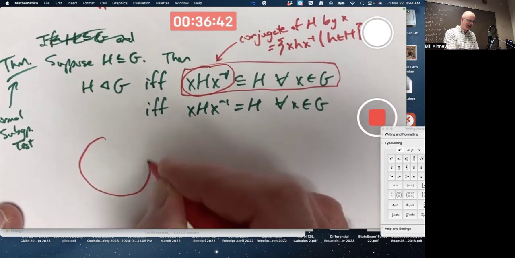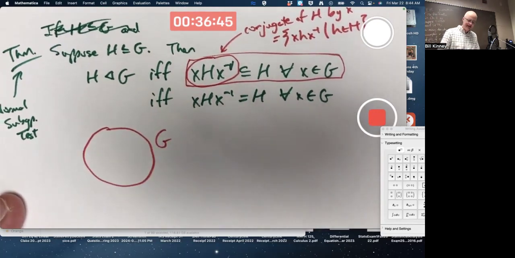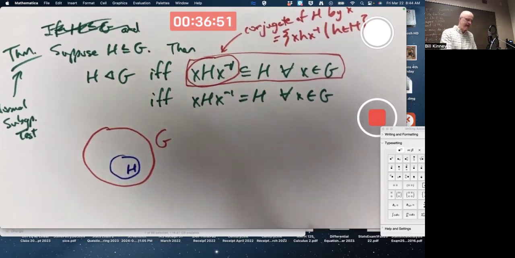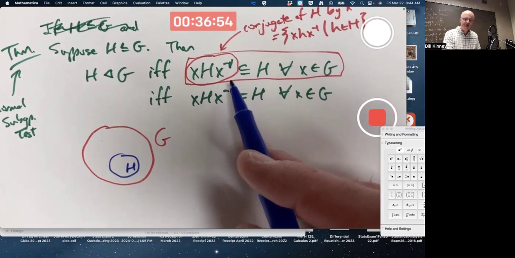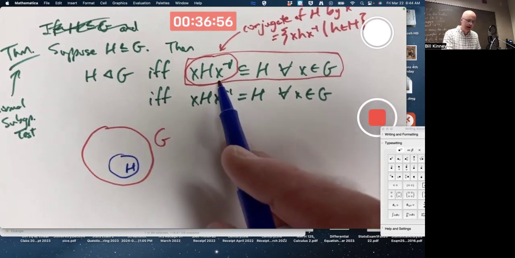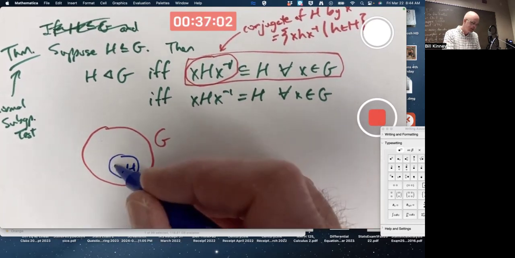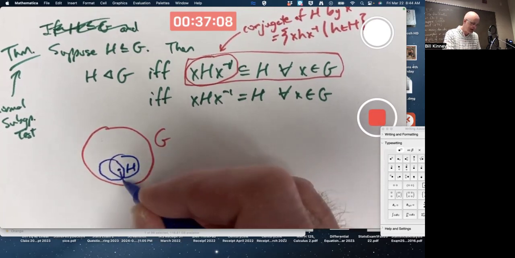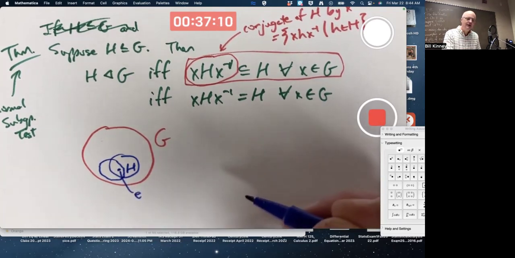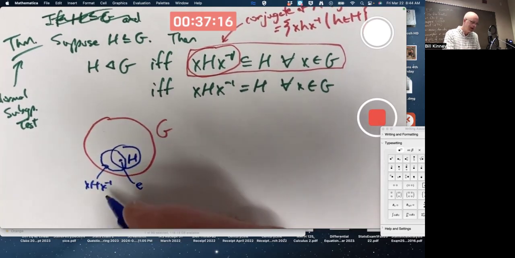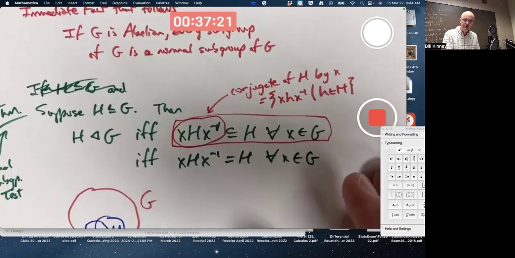You can imagine this to be G and this to be H. In general, when you form these conjugate subgroups, xHx inverse, it's going to be a subgroup of G, but it could be something different. Maybe it looks like this. There could be some overlap. In fact, there's got to be at least one element that overlaps, e. Maybe that's xHx inverse. Maybe it's different than H. If it is different than H, then H is not normal in G. Right? This is an if and only if.